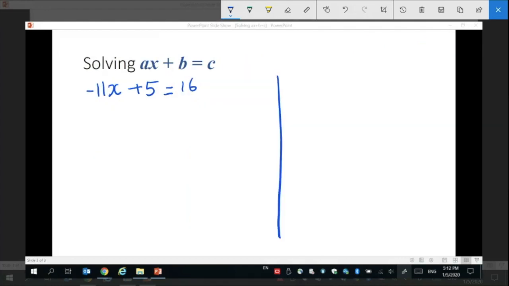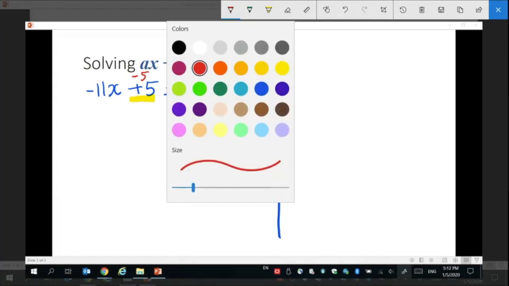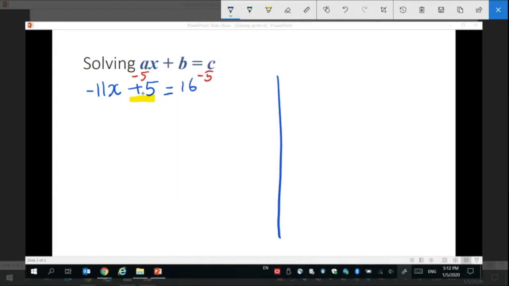So minus 11x plus 5 equals 16. It's the same. Look at the constant term on the left-hand side first. Okay, get rid of that by subtracting 5 on both sides. So this will form a zero pair. So I'm left with minus 11x plus 0 equals 16 minus 5, which is 11.